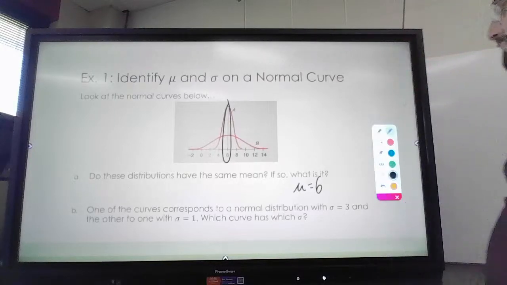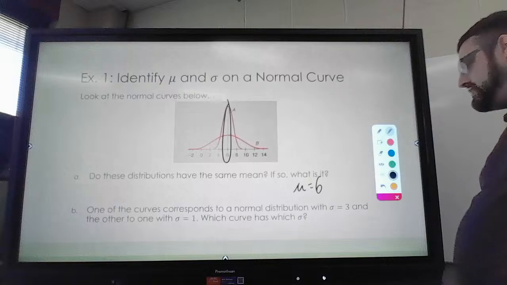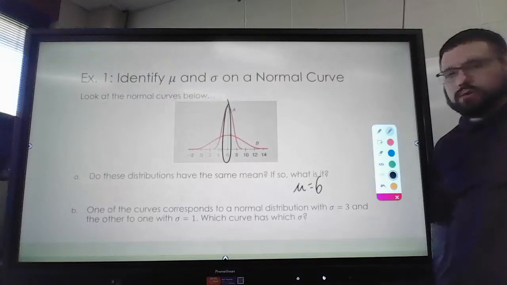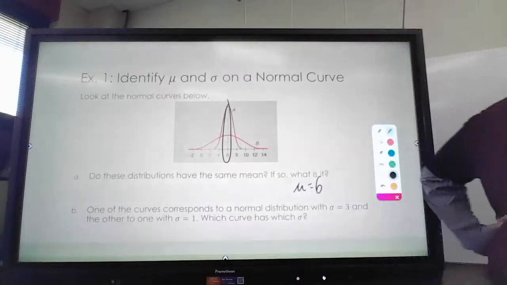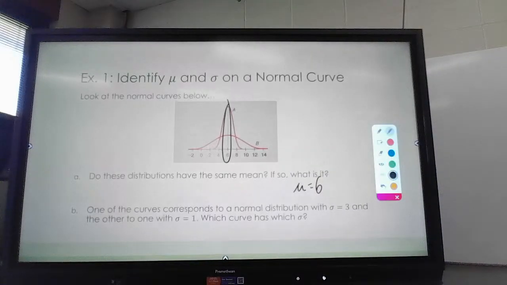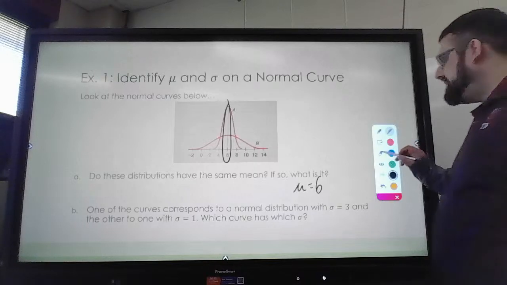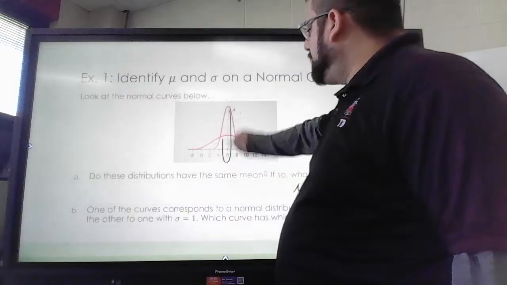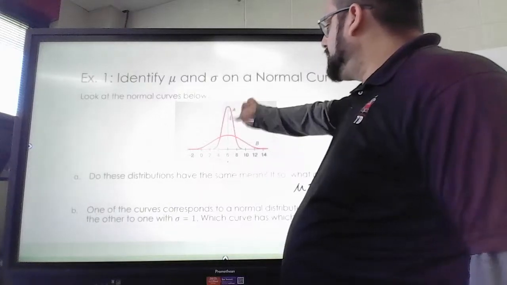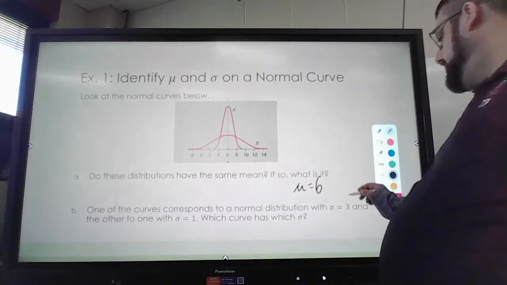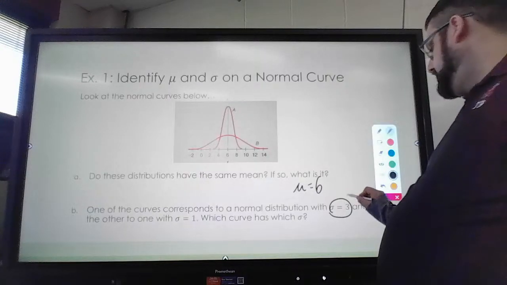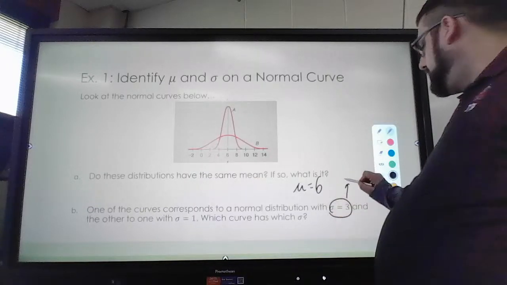One of the curves corresponds to a normal distribution with a standard deviation of 3, and the other one with a standard deviation of 1. Which curve has which standard deviation? Well, again, the larger the standard deviation, the more spread out your data is. The smaller your standard deviation is, the less spread out it will be. Looking at these two curves, the larger standard deviation corresponds with the more spread out data.